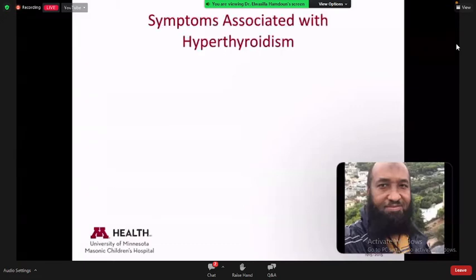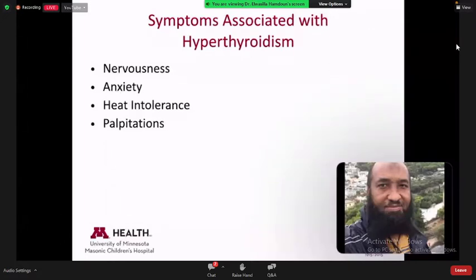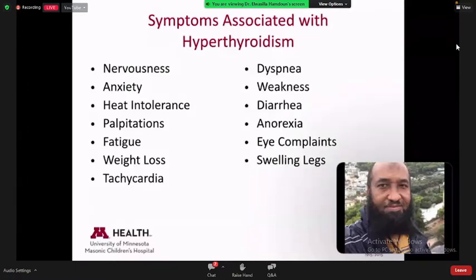So the symptoms associated with hyperthyroidism: nervousness, anxiety, heat intolerance, palpitations, fatigue, weight loss, and tachycardia. I highly suggest that after you finish this presentation, try to read about the pathophysiology of why these symptoms are present in hyperthyroidism. What is the role of thyroid hormones that will cause these sympathetic symptoms?